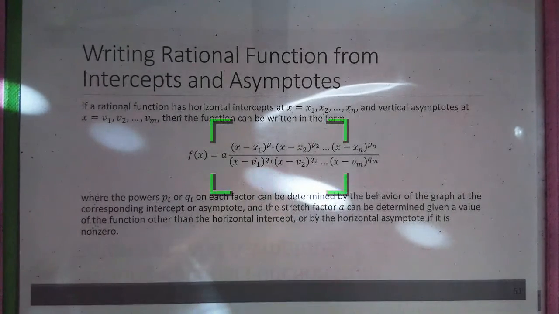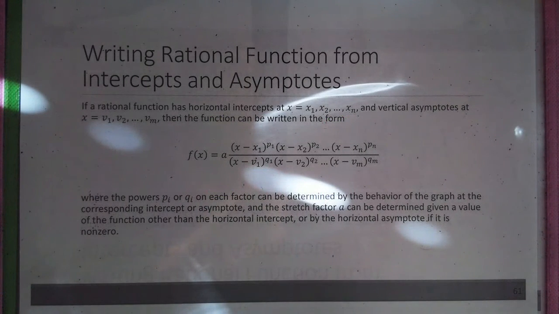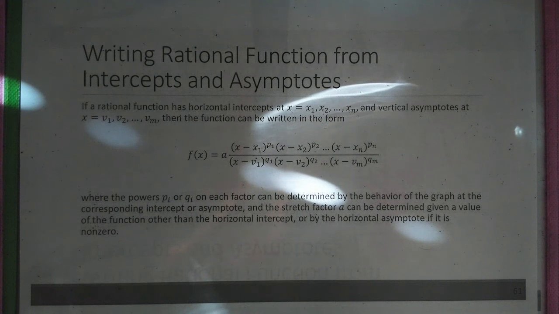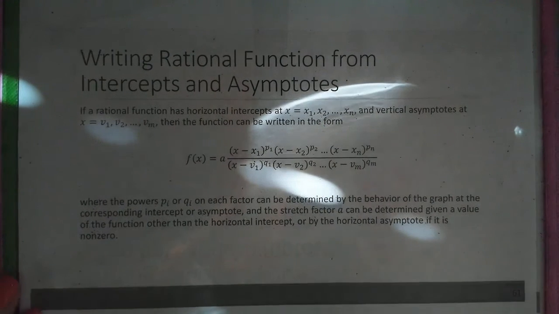And we can figure out that power by looking at if the graph goes towards positive infinity or negative infinity on both sides, or if it's opposite types of infinity. So it says where the powers pi or qi on each factor can be determined by the behavior of the graph at the corresponding intercept or asymptote, and the stretch factor a can be determined given a value of the function other than the horizontal intercepts, or by the horizontal asymptote if it is non-zero. We're going to see if we can do this.